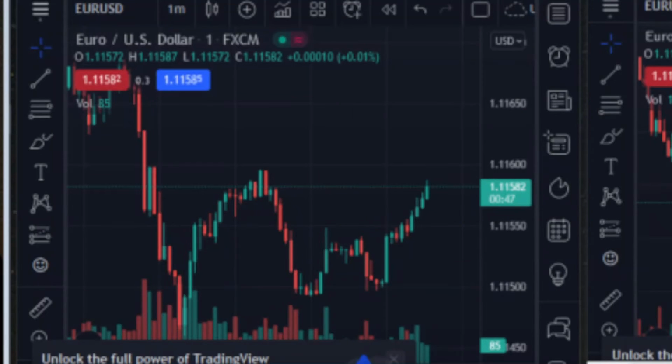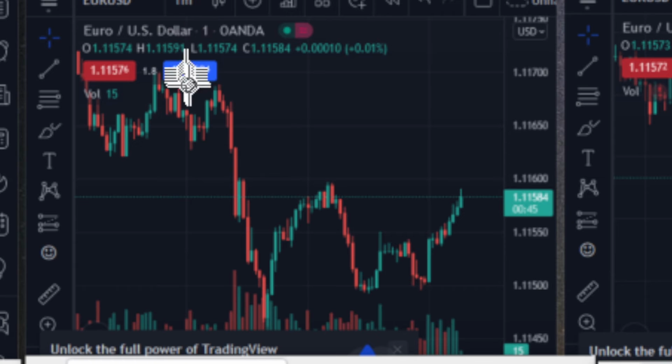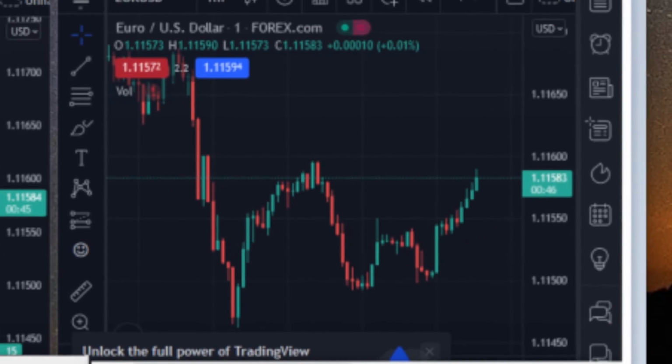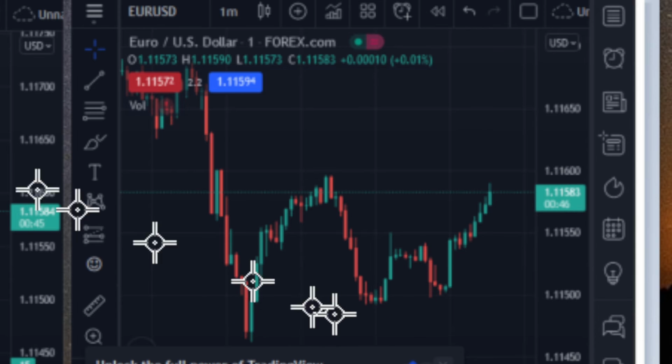Okay, we have switched pairs. Now we're doing the Euro USD, and our source again, starting on top left of our screenshots, FXCM. Volume looks like what, 85? We'll drag it a little bit over. Same currency pair. This time it's again Oanda. Volume is 15. Moving along. Here we have the source, the broker, is Forex.com. Volume again is a problem.